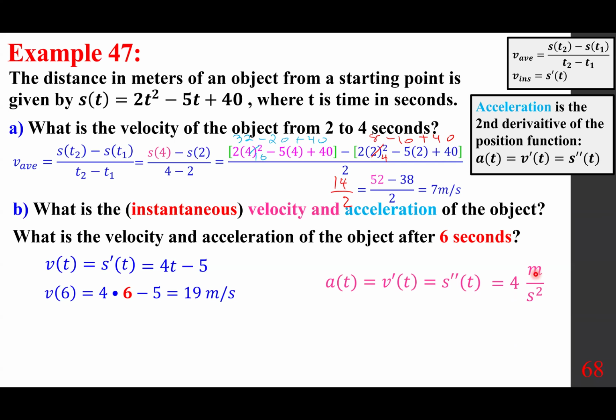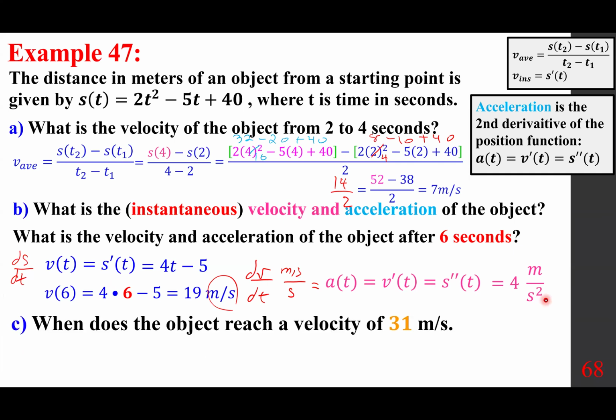Just to understand why the units are so, remember v of t is ds dt. Units of distance over units of time gives you meters per second, whereas here it is dv dt. Units of the velocity, meters per second, units of time is second, meters per second becomes meters per square second. So that is the justification as to why we have the units in that form.